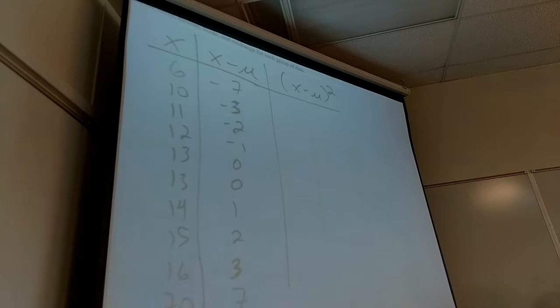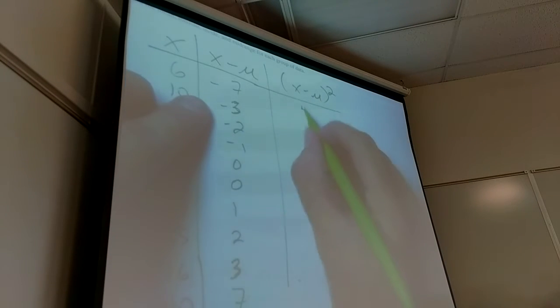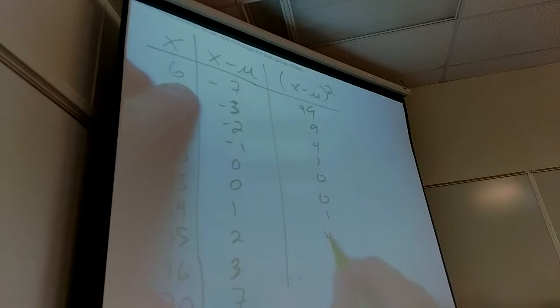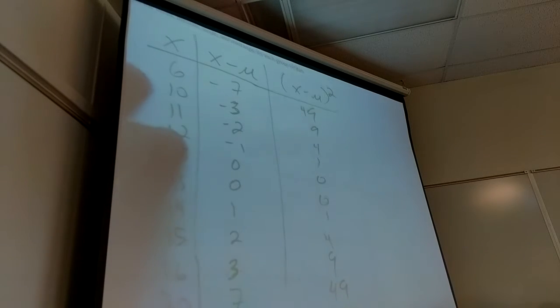Are you guys understanding the reasoning behind this? I'm obviously leading this because I'm trying to go through a couple hundred years of development here in one class. Even 100 years, but a decent amount of time. So if I square each one, 49, 9, 4, 1, 0, 0, and then it just repeats. This is symmetry.